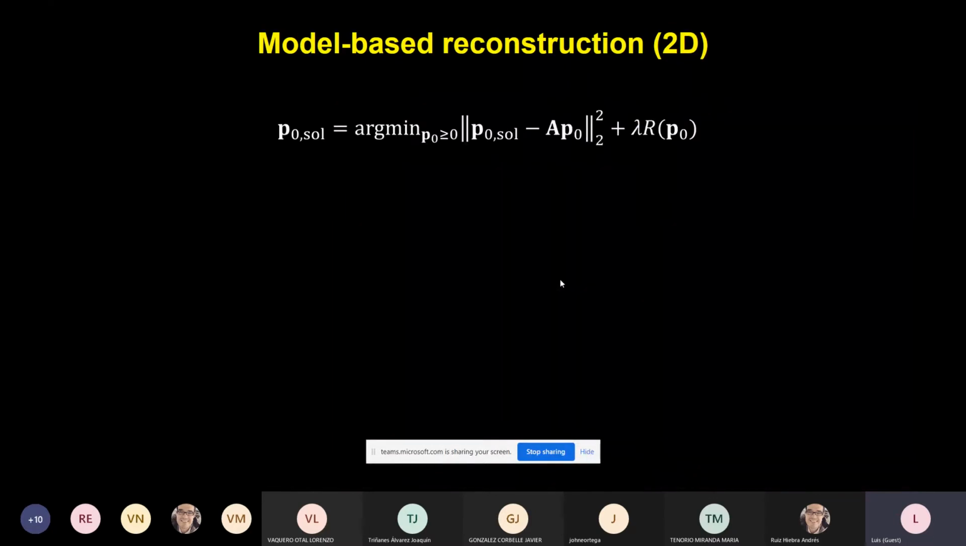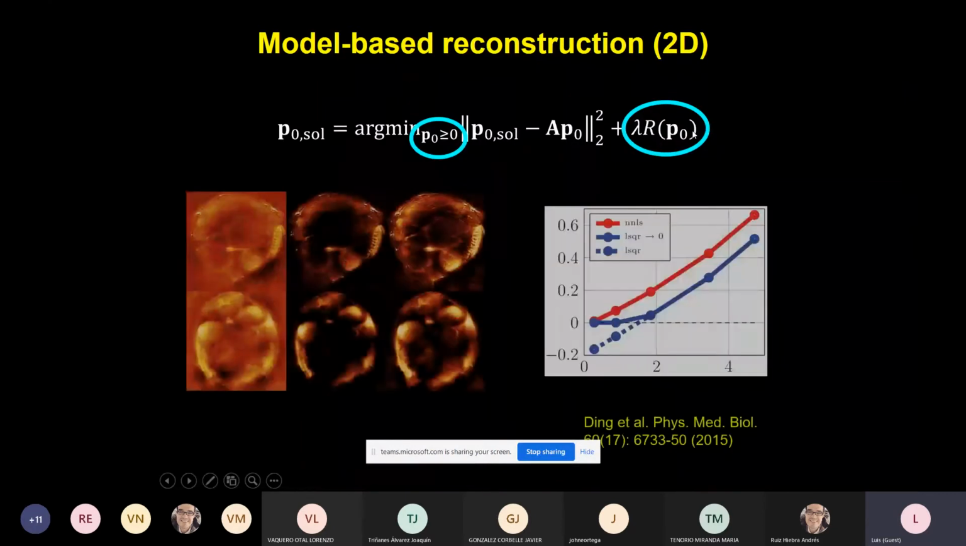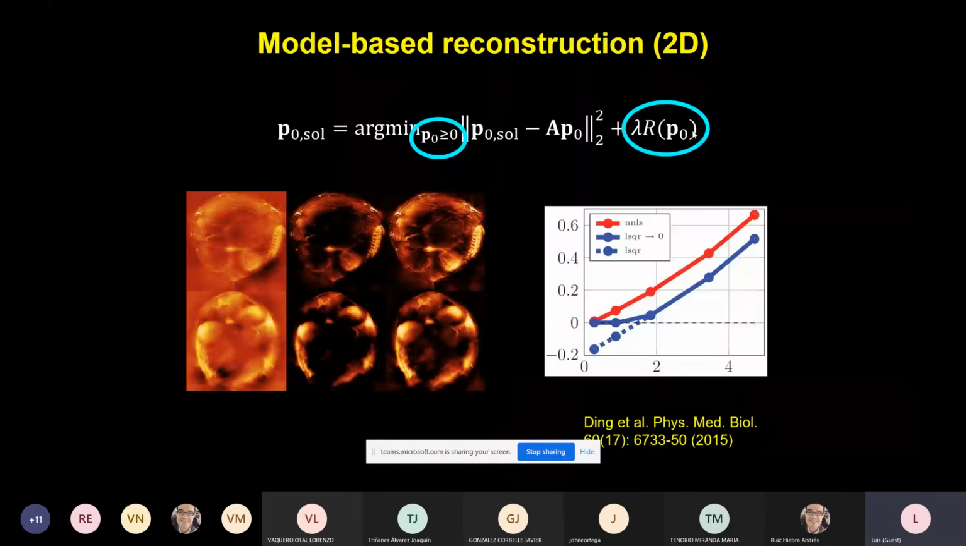The other good thing of model-based reconstruction, sometimes called iterative reconstruction, is that in the inversion process we can do more things. We can put, for example, constraints. Putting a non-negative constraint helps a lot to get rid of negative values that we're not interested in. We can also add regularization terms, which also help to get the image that we want. And this is just an example of how including these regularization and constraint terms can help getting better images.